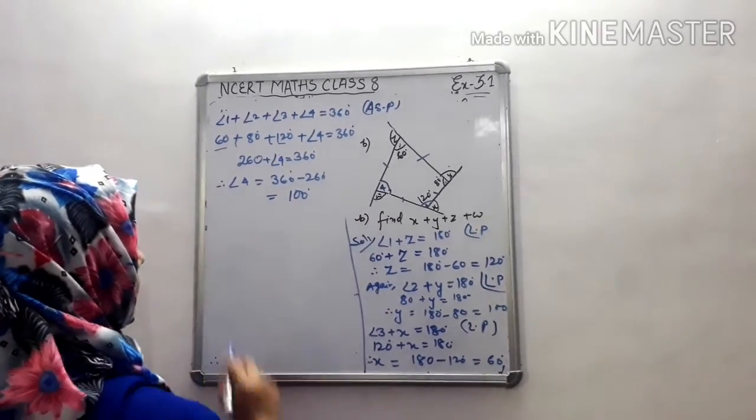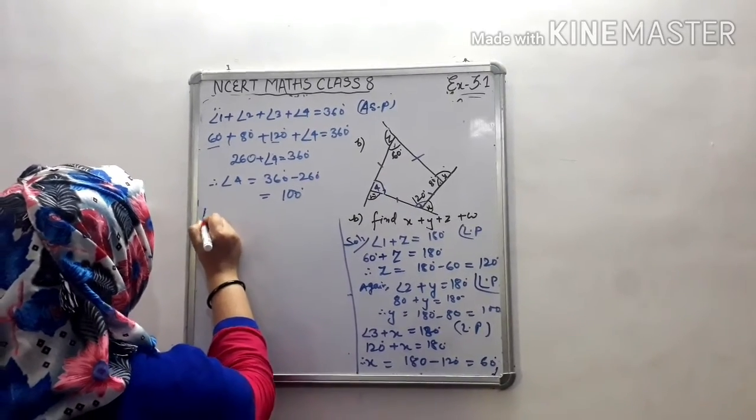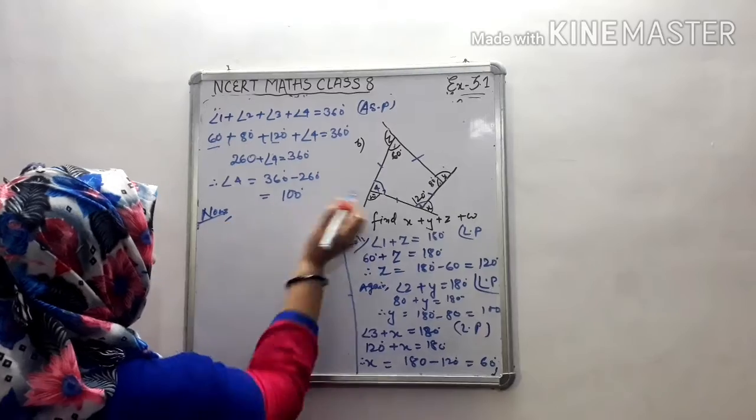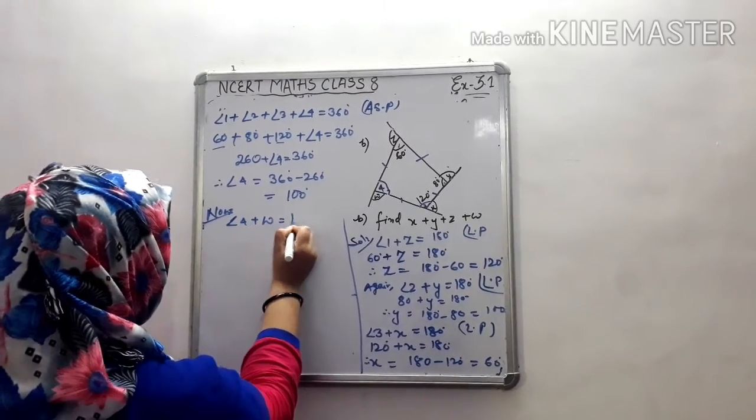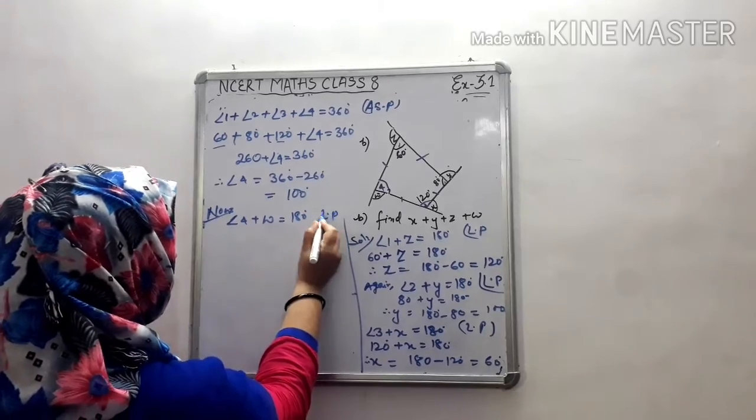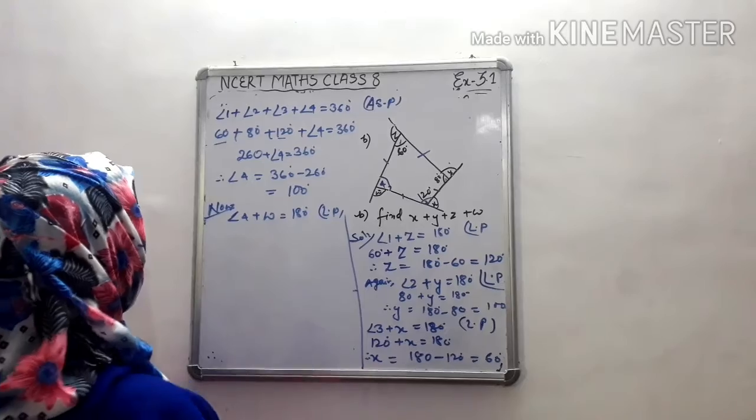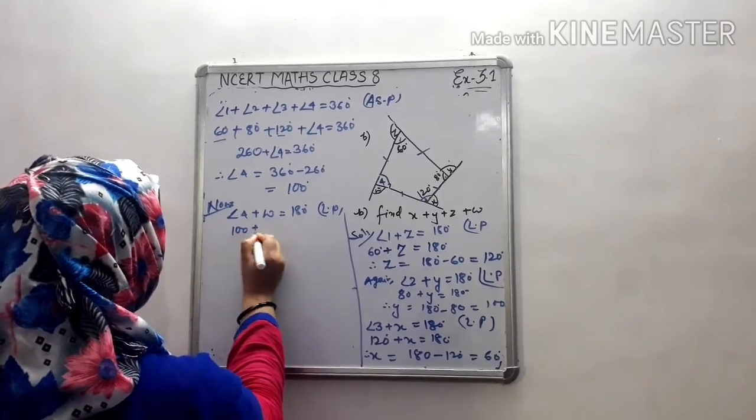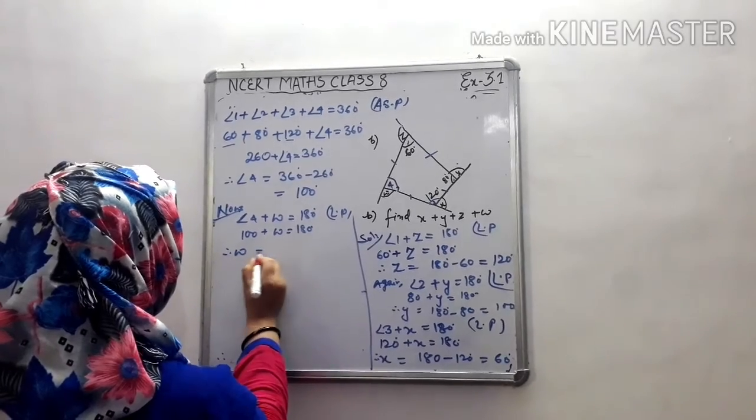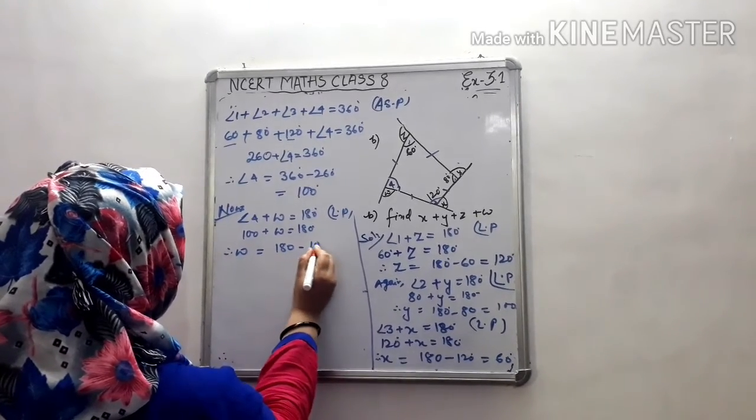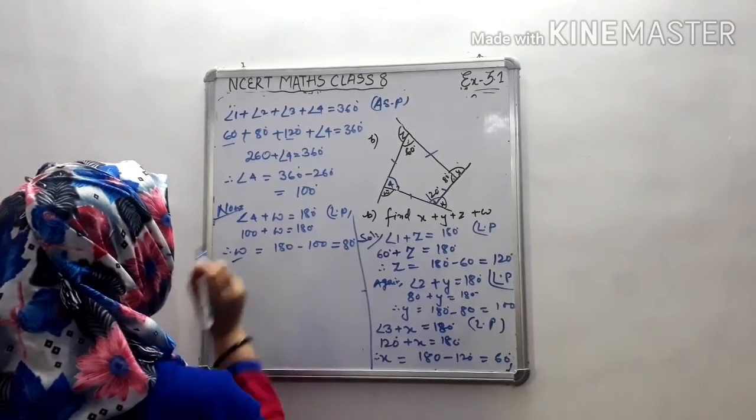Okay, now look here. Now we have to find the value of w. Angle 4 plus w is equal to 180 degrees. How? Because it is forming a linear pair. Now what is the value of angle 4? 100. So 100 plus w is equal to 180 degrees. Therefore, w is equal to 180 minus 100, which is equal to 80 degrees. The value of w is 80 degrees.